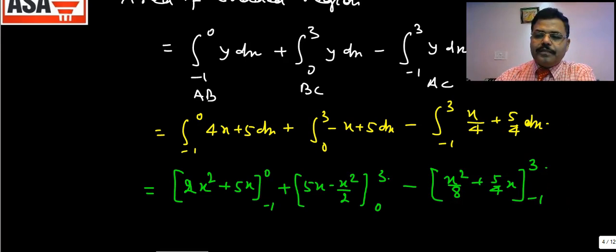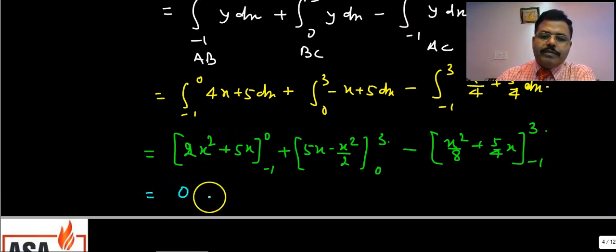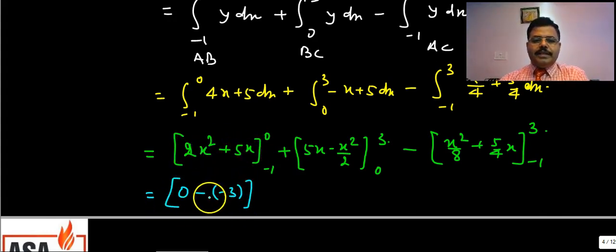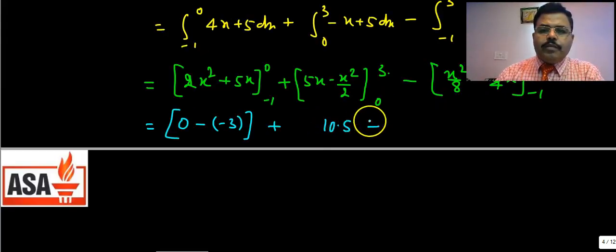So what will come if I calculate this? Try to understand. If I put 0, then everything will be 0. If I put minus 1, this will be 2 minus 5, that is minus 3, so minus of that will be 3. Plus, if I put 3, 5 times 3 is 15, 15 minus 9 by 2. 3 square is 9, by 2 is 4.5, and therefore it will remain 10.5.